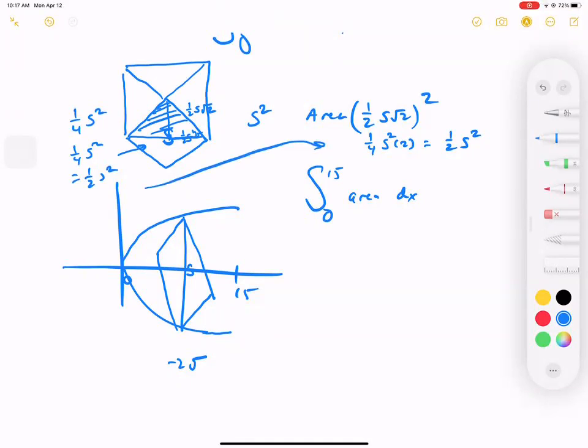This was number 1. Emily, this is number 1. So the area is adding up a bunch of squares. So integral from 0 to 15 of 1/2 S squared, and now what's S? S was the distance from the top equation to the bottom equation. So for us, the equation was 2 square root of x, and the bottom was negative 2 square root of x. So it's 1/2 times (2 square root of x minus negative 2 square root of x) squared, dx.